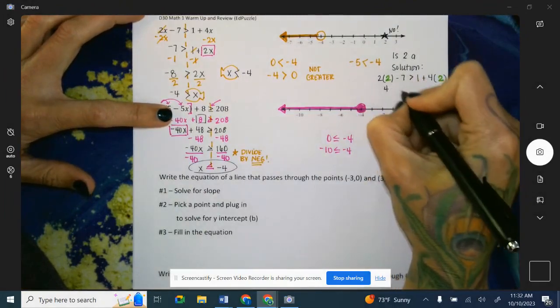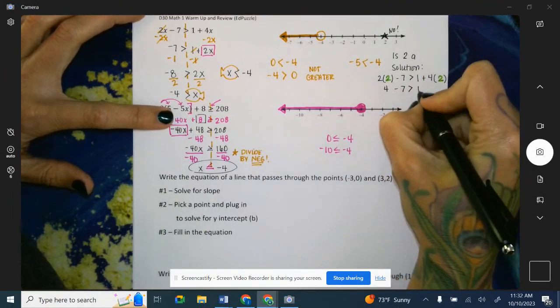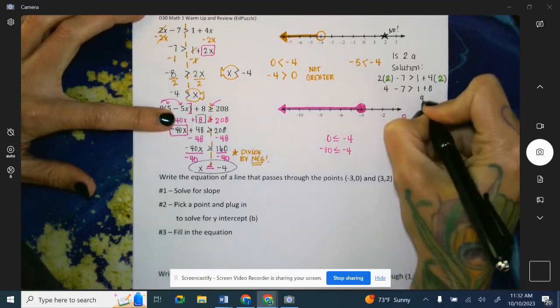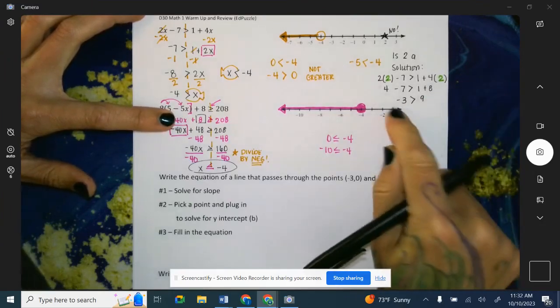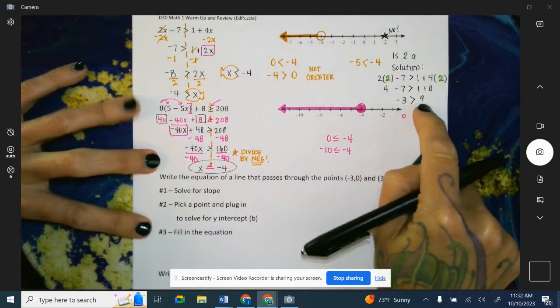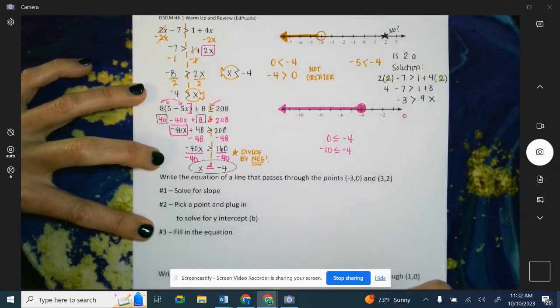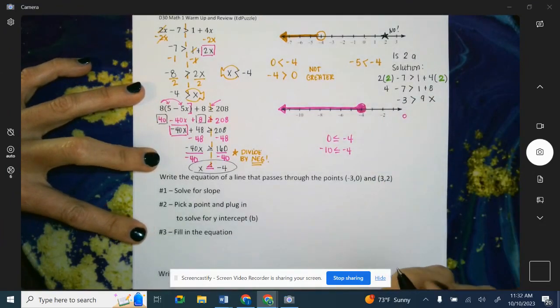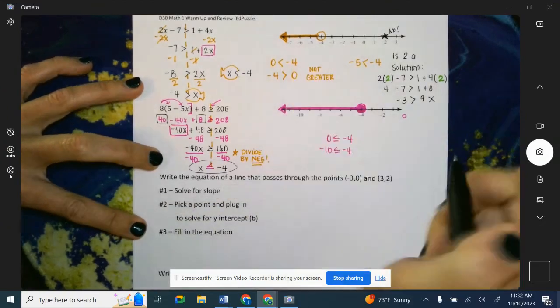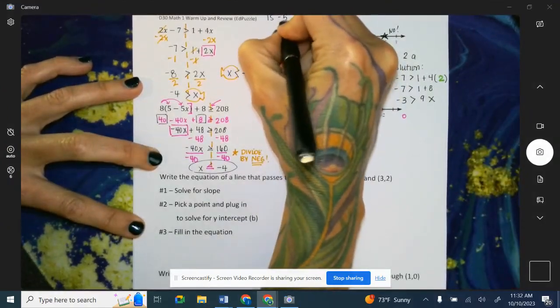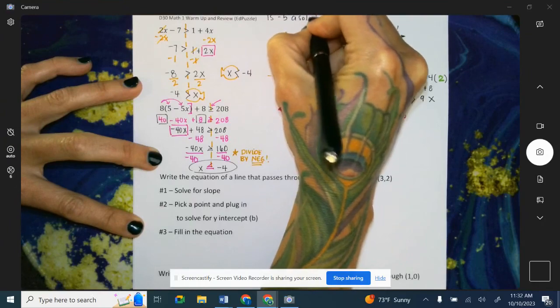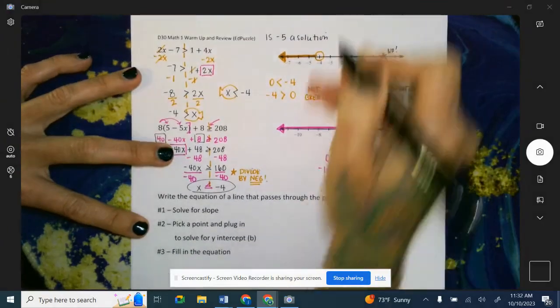So 2 times 2 is 4, minus 7, minus 1 plus 8, that's 9, negative 3. Negative 3 is not greater than 9. So that means it is not a solution. Now, let's say, is negative 5 a solution? Barely on the page, sorry. Is negative 5 a solution?